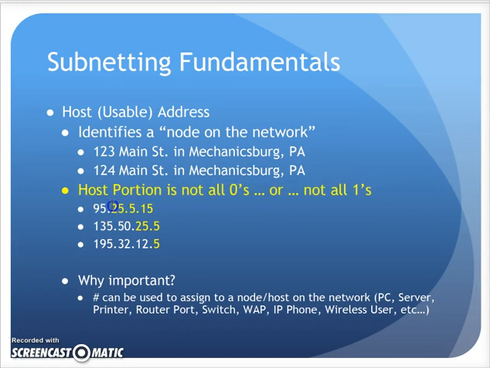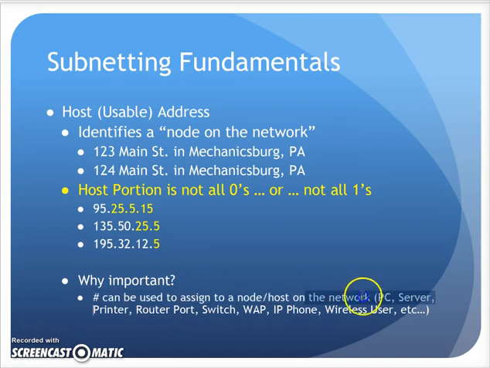So 95.25.5.15 is a valid usable host address for a node on the 95.0.0.0 network. Same thing here on the Class B, 135.50.25.5. That is a usable node on the 135.50.0.0 network. Last but not least, Class C network 195.32.12.5 is a usable host or node on the 195.32.12.0 network. Okay, and again, why is this important?